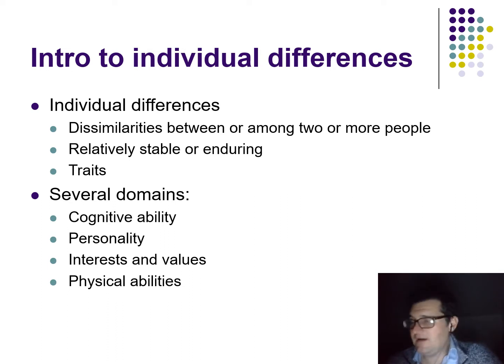Usually, psychologists in particular group these individual differences into several domains. Probably the most notable ones are cognitive ability, but also personality characteristics, interests, and values, so more emotionally charged sorts of things. But then also physical abilities, which is an important domain for workplace selection, but not for all jobs.